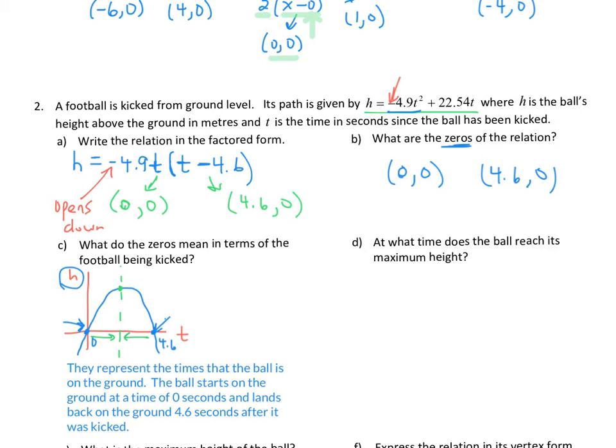So the time where it's going to reach its maximum height comes from the midpoint of 0 and 4.6. And to get the midpoint, remember we just add the two values together and divide by 2. It's our average. So add the zeros together, divide by 2, and you're going to get 2.3. It reaches the maximum height 2.3 seconds after it was kicked. So we want to use the symmetry to our advantage here with parabolas.